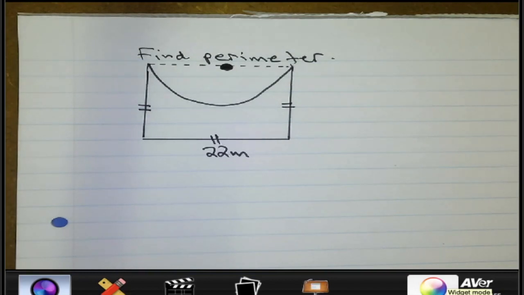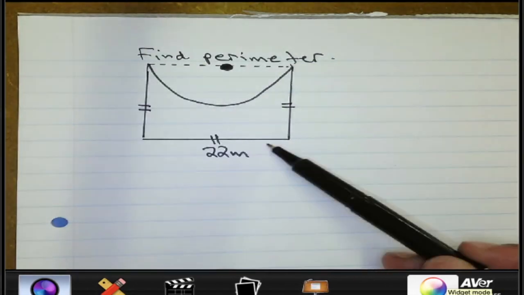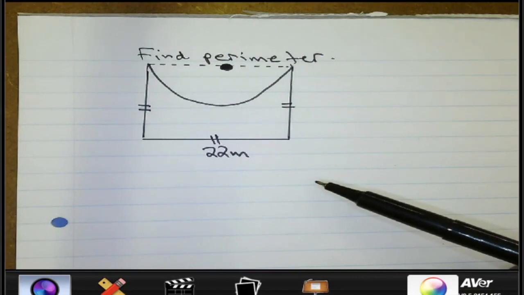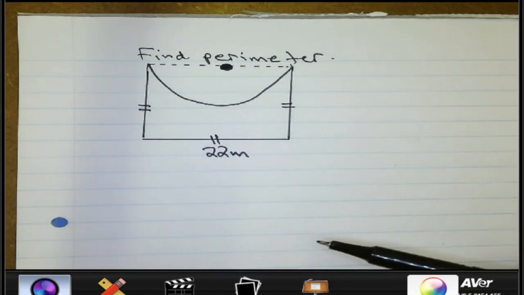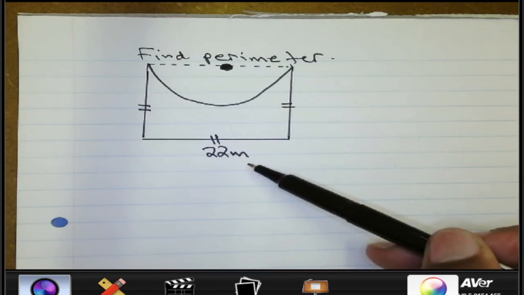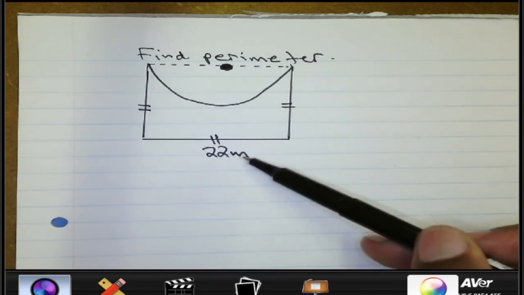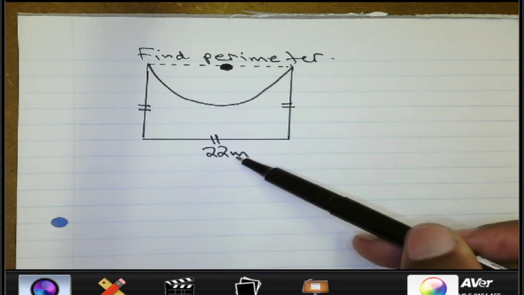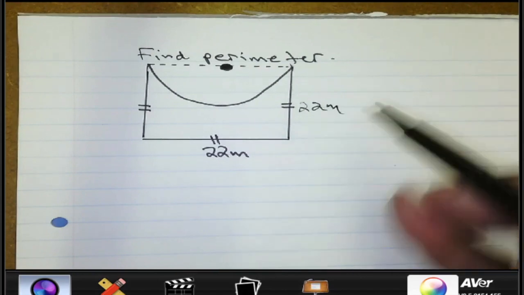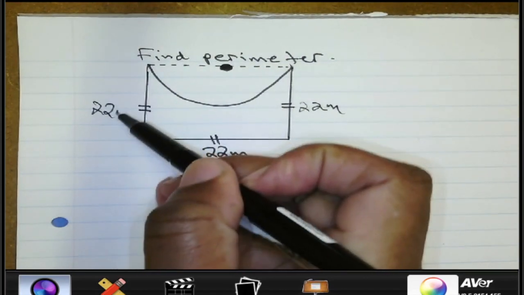Okay, we need to find the perimeter of that shape. Please take notes. There are three sides here that are given and they're equal to each other. The way these are marked will indicate that. And we are told this is 22 meters. Please take note of the units as well. So this is 22 meters, which means this is also 22 meters, and that is also 22 meters.